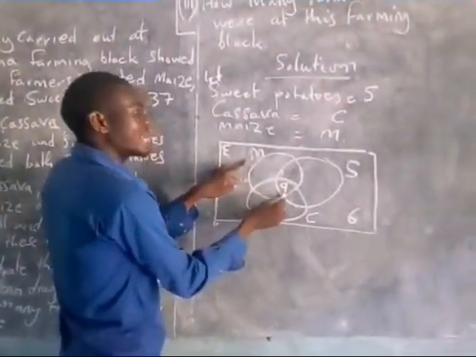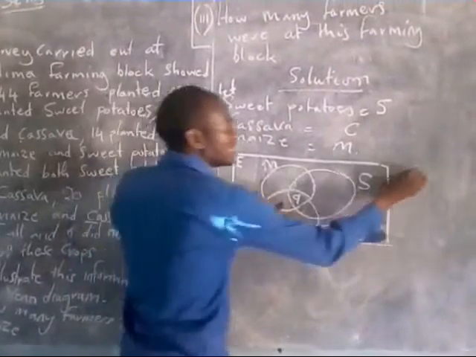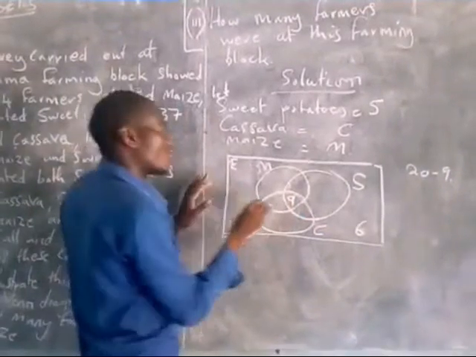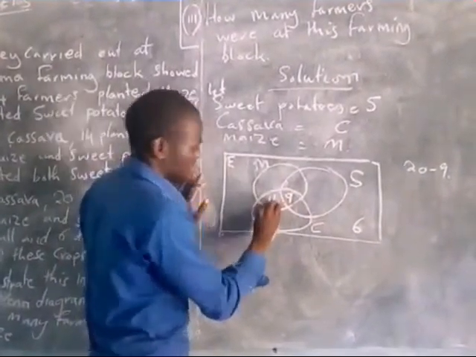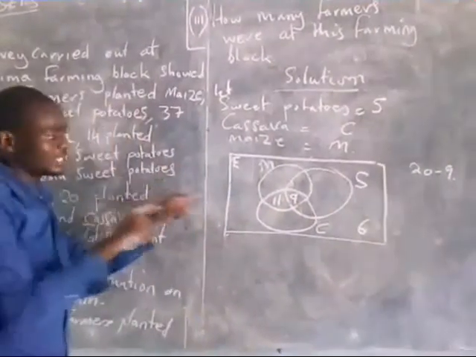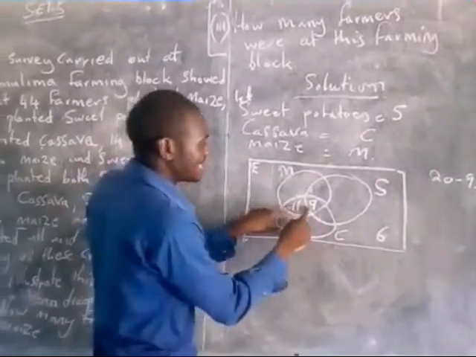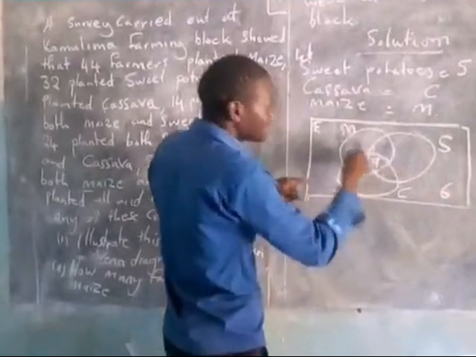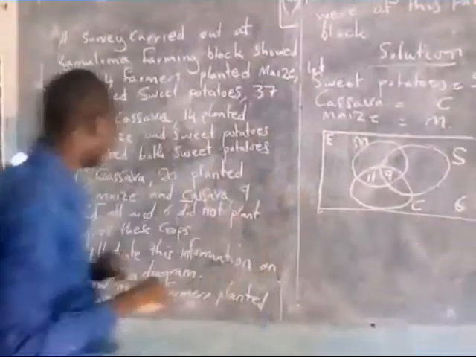Now we already have 9. So we say 20 minus 9. We have 11. So we're going to put our 11 there, so that when we say 11 plus 9 gives us 20, which makes those who planted maize and cassava.